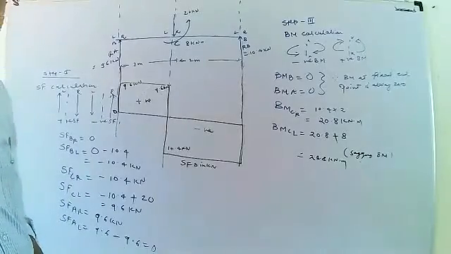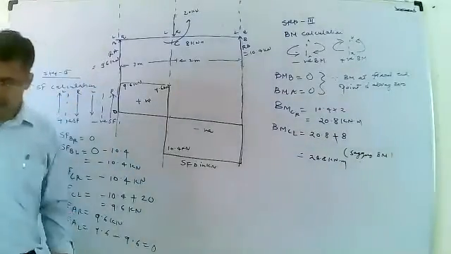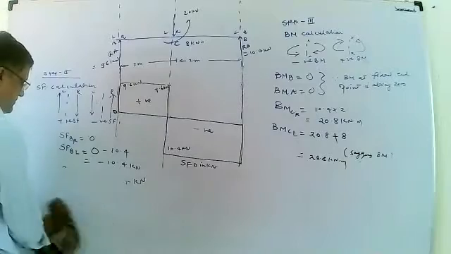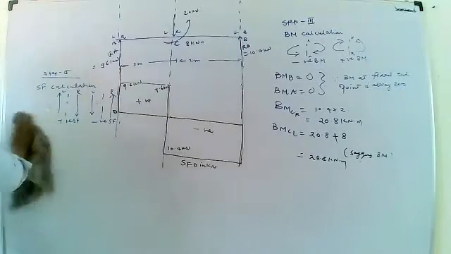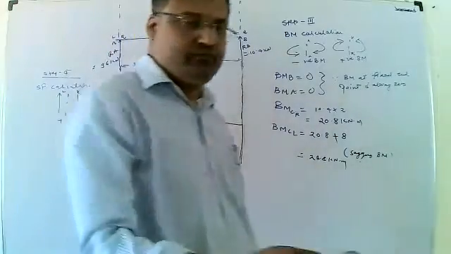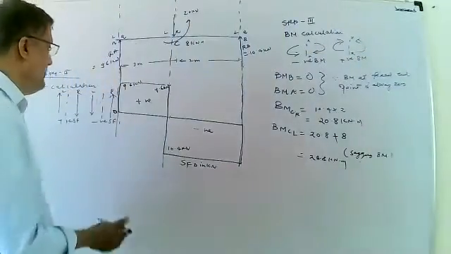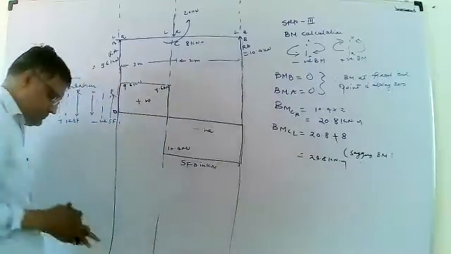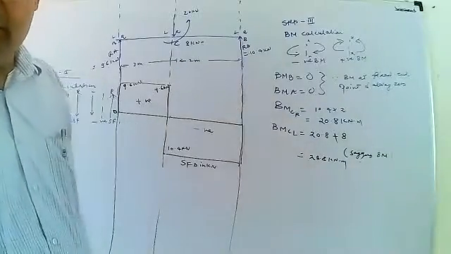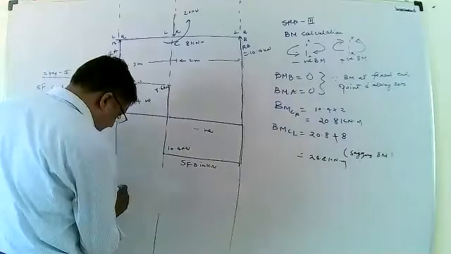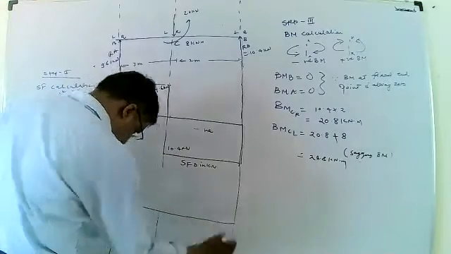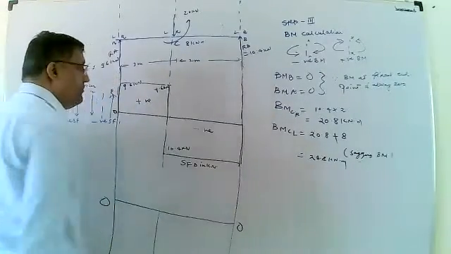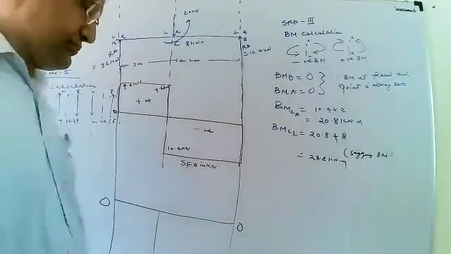Then draw BMD. How to draw BMD? First, draw the datum line. This is the datum line. Then BM at A and BM at B will be 0.